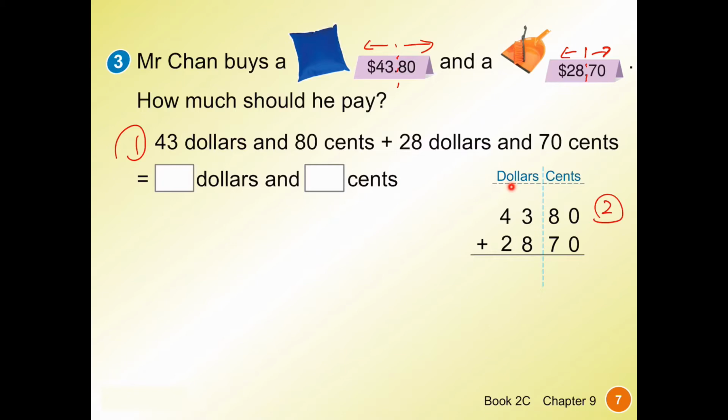So once again, write down the word dollars and cents, draw a line to separate them, and then we group the cents, 80 cents and 70 cents on the right hand side, and then the dollars, $43 and $28 on the left side. And we'll try to add up the cents first. So 80 cents plus 70 cents would be 150 cents. So once again, 150 cents equals $1.50. So we'll carry the $1 over here.